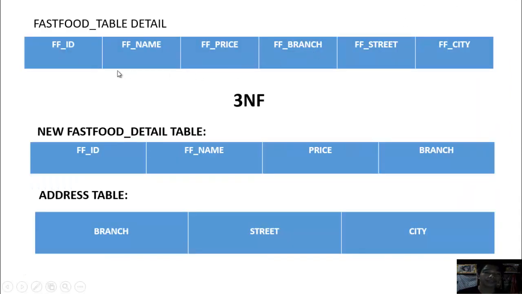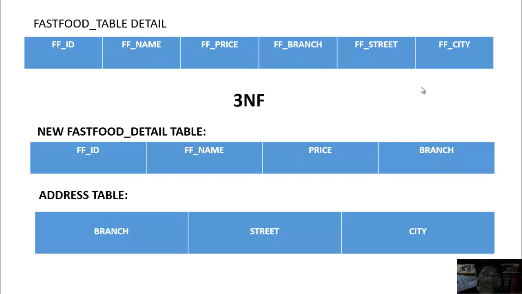Here in our table, we have fast food ID, fast food name, fast food price, fast food branch, fast food street, and fast food city. Third normal form requires that there are no functional dependencies of non-key attributes on anything other than the candidate key. A table is in 3NF if all the non-primary key attributes are mutually independent, so there should not be a transitive dependency.